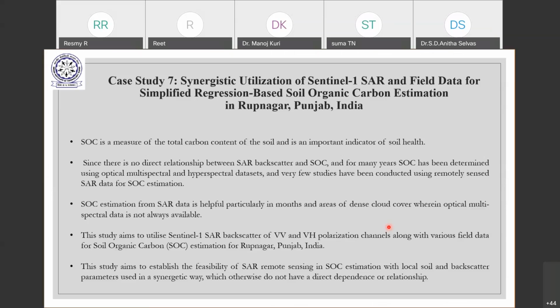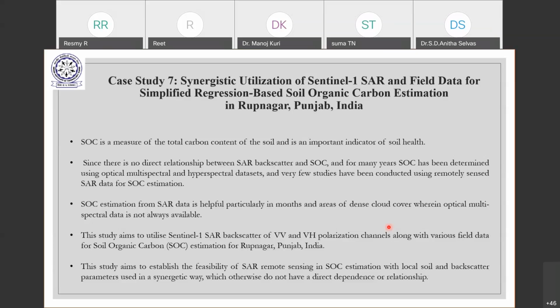we also tried to find out a relationship between the soil organic carbon content, the satellite backscatter and the field data. The field data was collected from several sites, and those were analyzed for the organic carbon content. Here I want to stress that multispectral and hyperspectral optical data are very useful in finding out the organic carbon content of the soil.